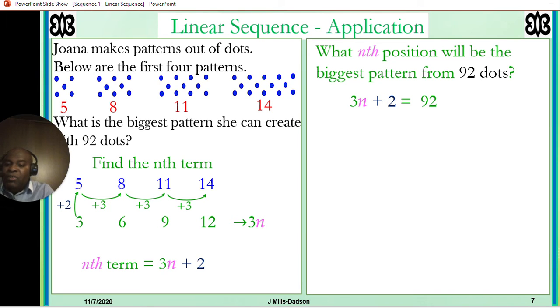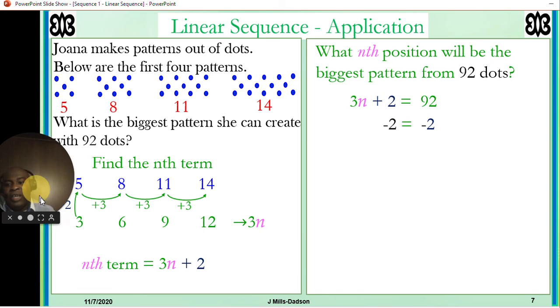That is, we are going to investigate, is it going to be the 40th term? That means, is it going to be in the 40th place? The 92 dots, when I make the pattern, is it going to be in the 70th place, in that order? This is what we are supposed to investigate. So the easy way is to equate your formula, 3n plus 2, with the number of dots. You equate them to form an equation, then you solve the equation.